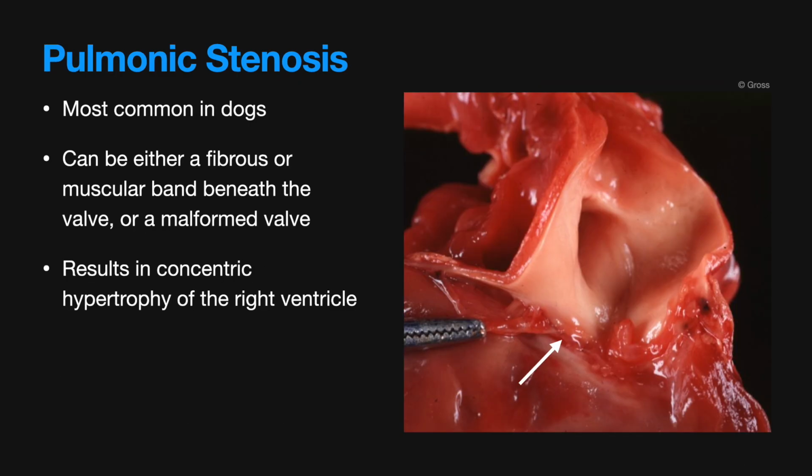Pulmonic stenosis is most common in dogs. This can either be due to a fibrous or muscular band beneath the valve, or a malformation in the valve itself. This causes concentric hypertrophy of the right ventricle.